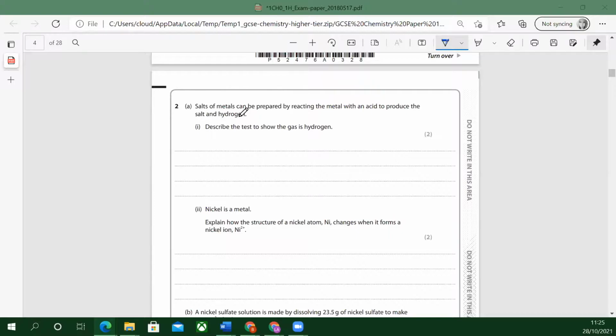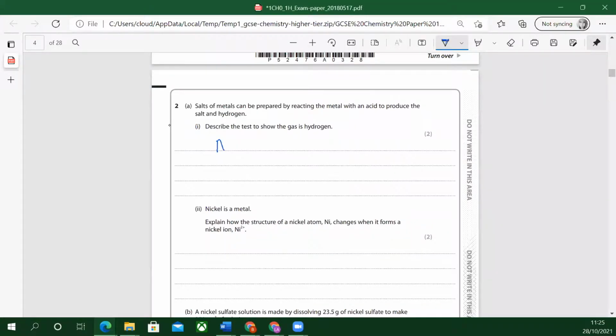So let's look at the first question. Describe the test to show the gas is hydrogen. Okay, so you may have done this in class, so you might remember the noise of this. So you need to apply a lit splint, so not a blowing splint, a lit splint. So apply a lighted or lit, okay? There you are, there's two ways of writing the same thing, lit splint.